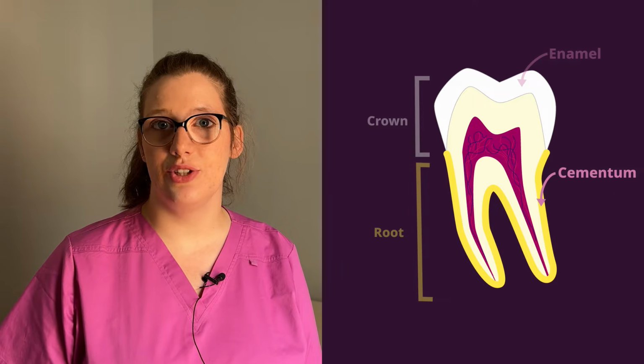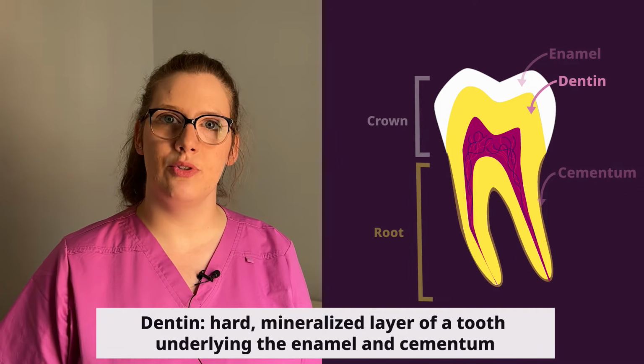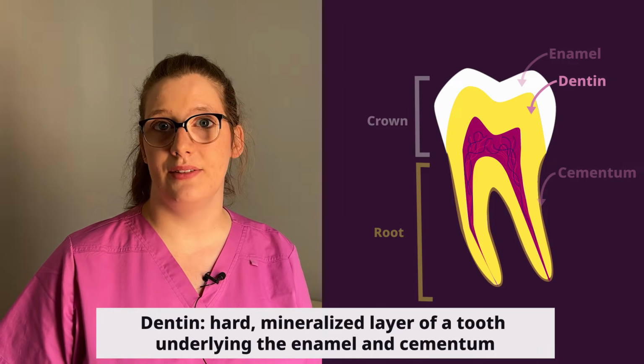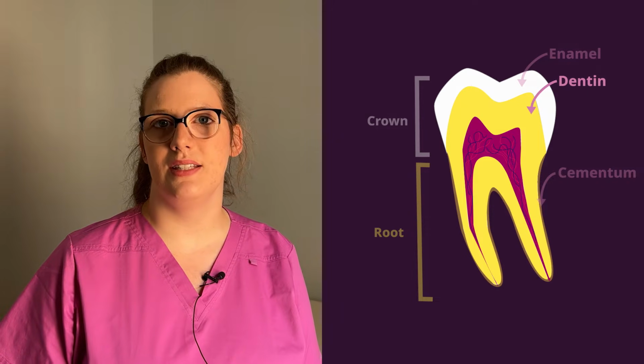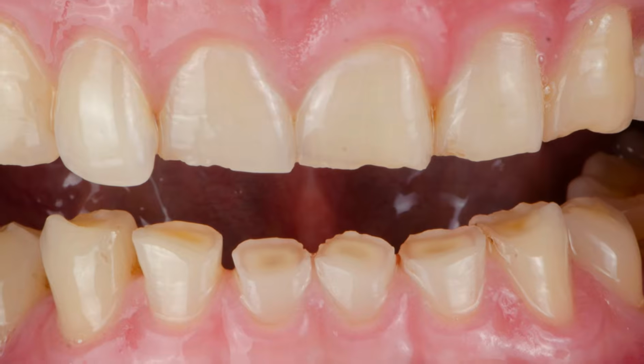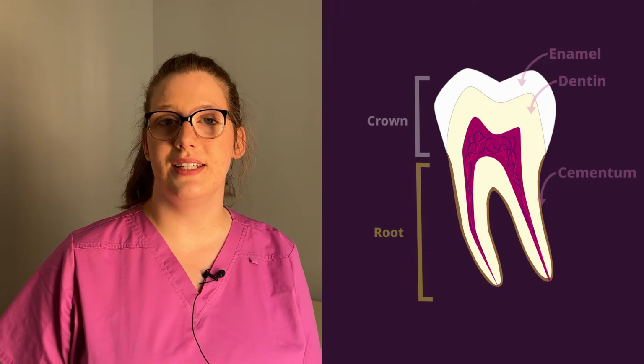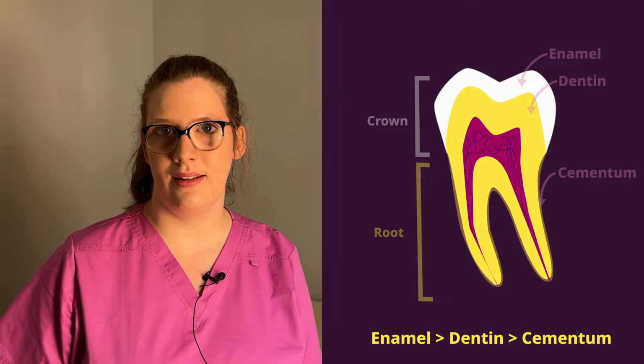The next hard tissue is the dentin. The dentin makes up the majority of the inside of the tooth. It underlies the enamel and the cementum. It's not as hard as the enamel, being 70% hydroxyapatite. The dentin normally isn't visible unless it's been broken, the enamel's been worn down, or the tooth has been prepped into. Of these three hard tissues, the enamel is the hardest, then the dentin, then the cementum.